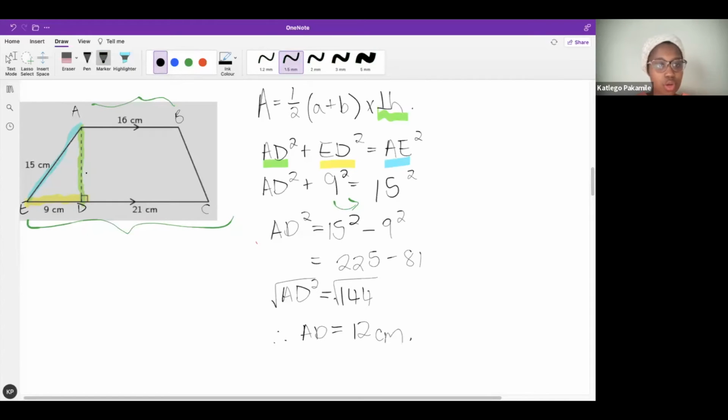It is 12 centimeters long. Now, do we have all the things to substitute into our formula? Yes, we do. Now, area equals, how long is side A? That would be AB. 16 plus side B.